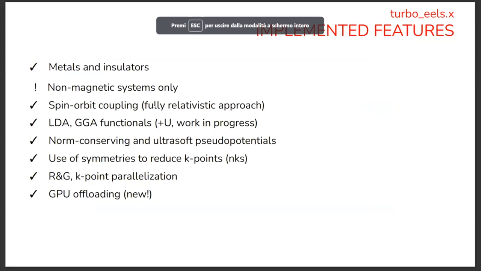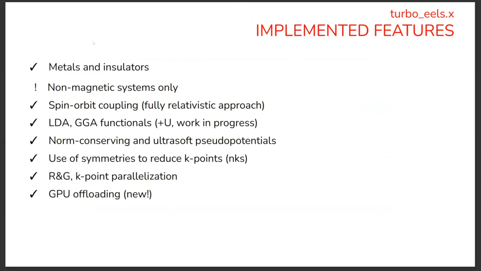Okay. So to conclude with TurboEELS, what are the current features and limitations of the code? It treats metals and insulators. It's not implemented for magnetic systems, but you can include spin-orbit coupling in the paramagnetic case. Both LDA and GGA functionals are implemented. There is also work on implementing DFT plus U functionals. It supports both norm-conserving and ultrasoft pseudopotentials.